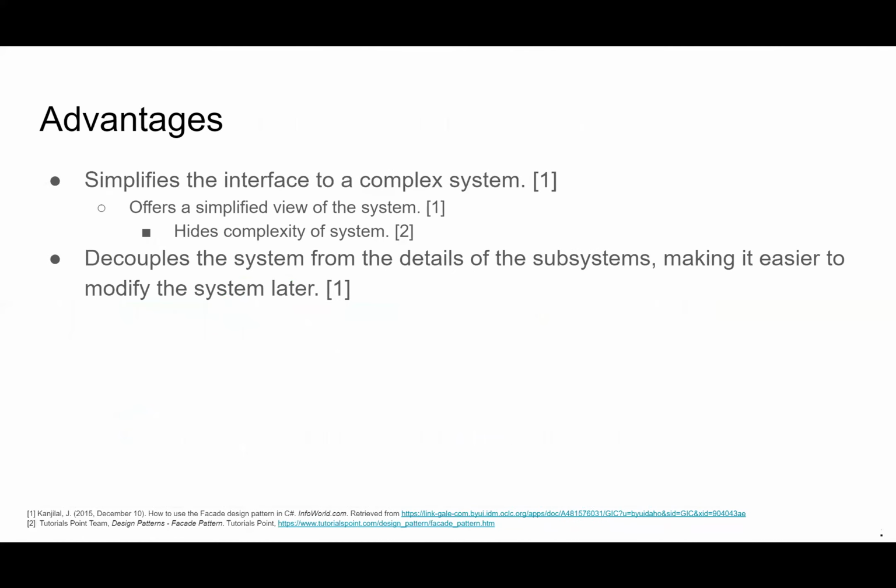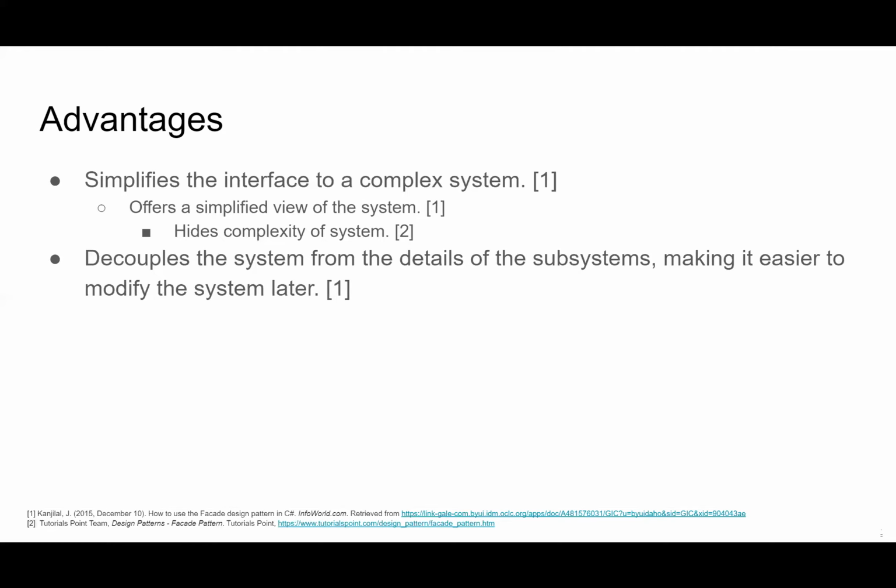Now that we've talked about what the facade design pattern is, let's talk about some of the advantages. So it simplifies the interface to a complex system. This means that one can use a complex system without needing to have detailed knowledge of it because of the facade, the interface it gives to the user, which allows them to more simply access and use what lies behind the surface, all the objects, the subsystems. And so that's one advantage.